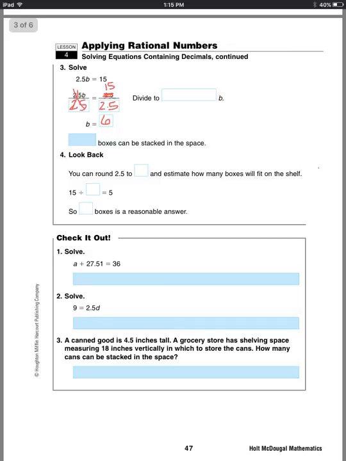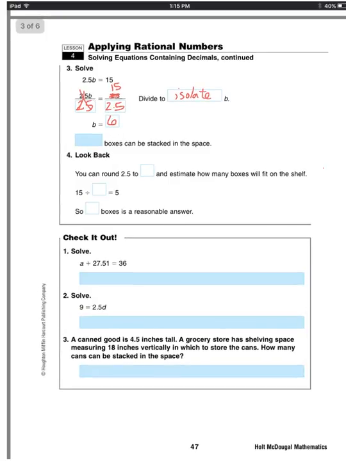So we are going to divide to isolate or get b all by itself. So 6 boxes can be stacked in the space. You can round 2.5 to 3 and estimate how many boxes will fit on the shelf. 15 divided by 3 is 5, so 6 boxes is a reasonable answer.